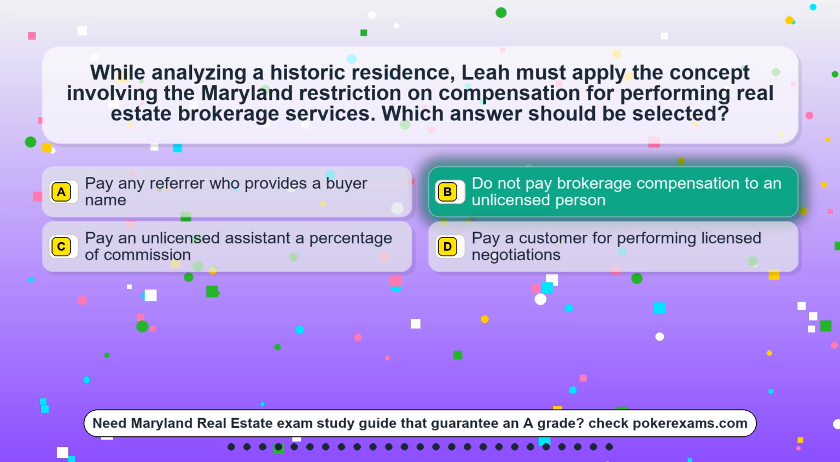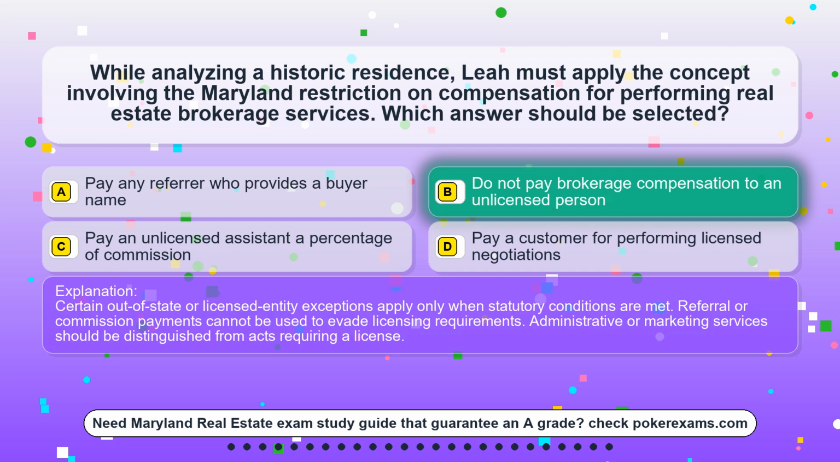The correct answer is option B, do not pay brokerage compensation to an unlicensed person. Certain out-of-state or licensed-entity exceptions apply only when statutory conditions are met. Referral or commission payments cannot be used to evade licensing requirements. Administrative or marketing services should be distinguished from acts requiring a license.